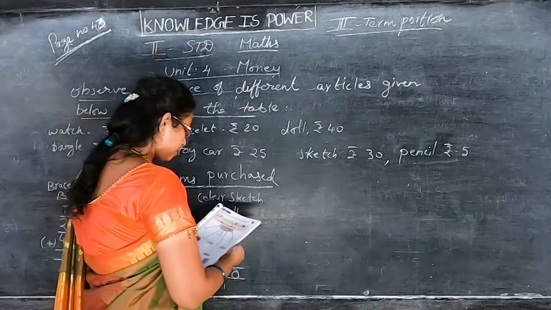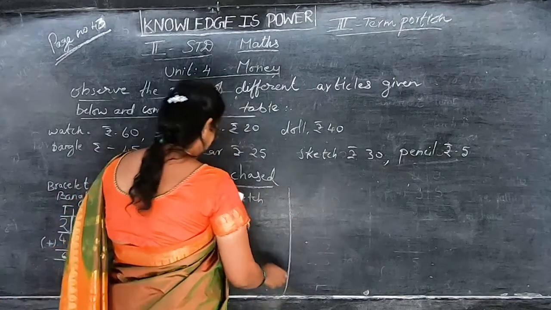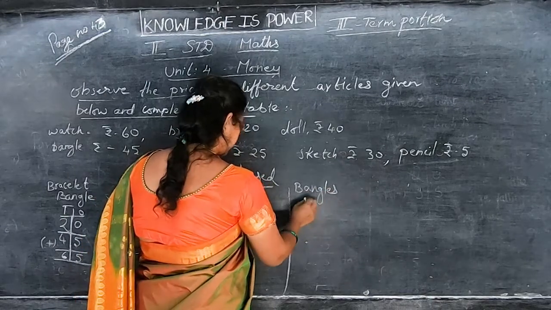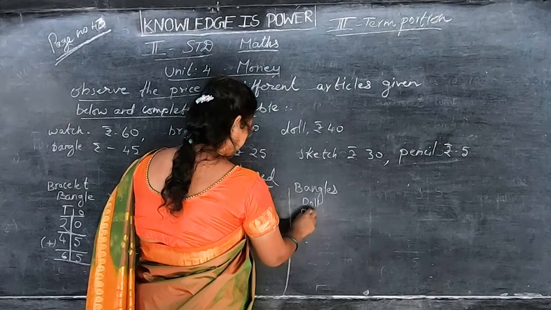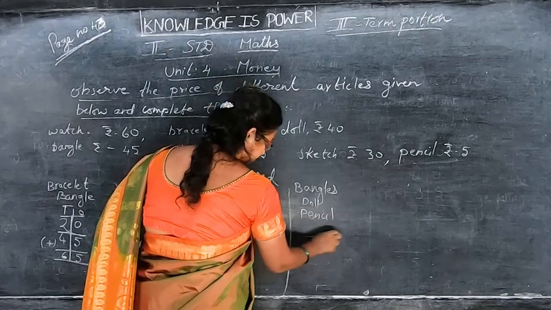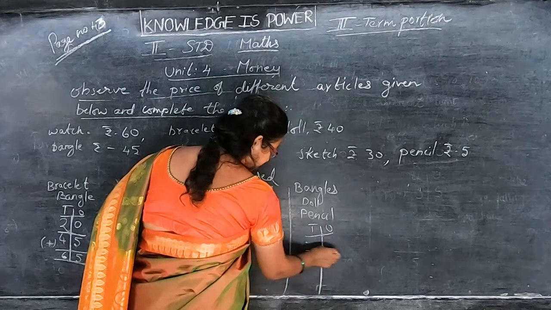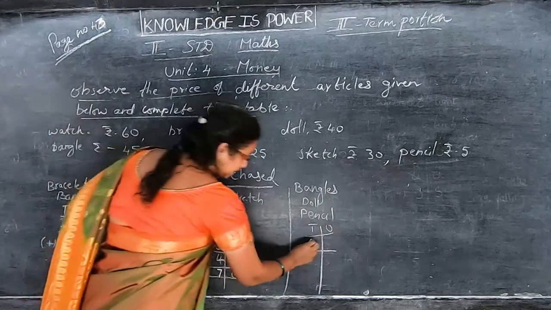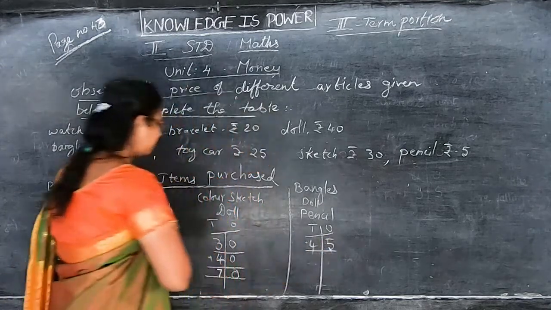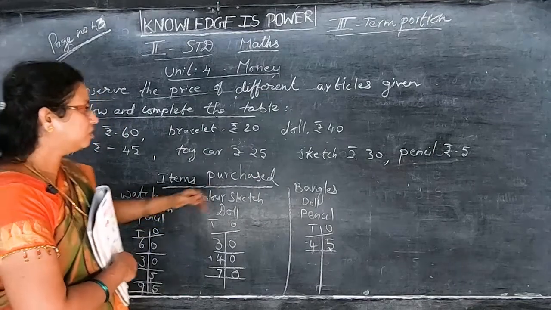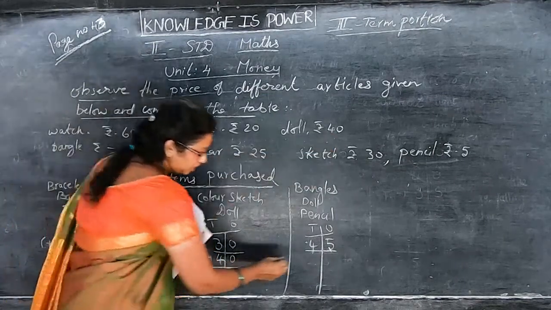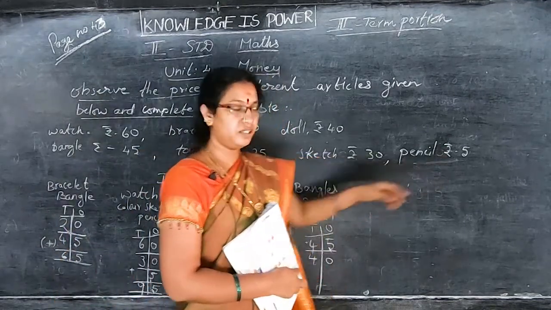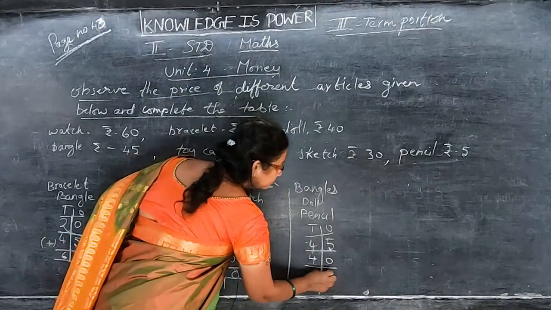The next one is bangle, doll and pencil. They are buying 3 items. Bangle, doll and pencil. They have given the tens and ones column. See here, first bangle how much? 45 rupees. Right here, 4, 5. Then doll. Doll 40 rupees. So you put here 4, 0. Then pencil, 5 rupees. So you write here 5.